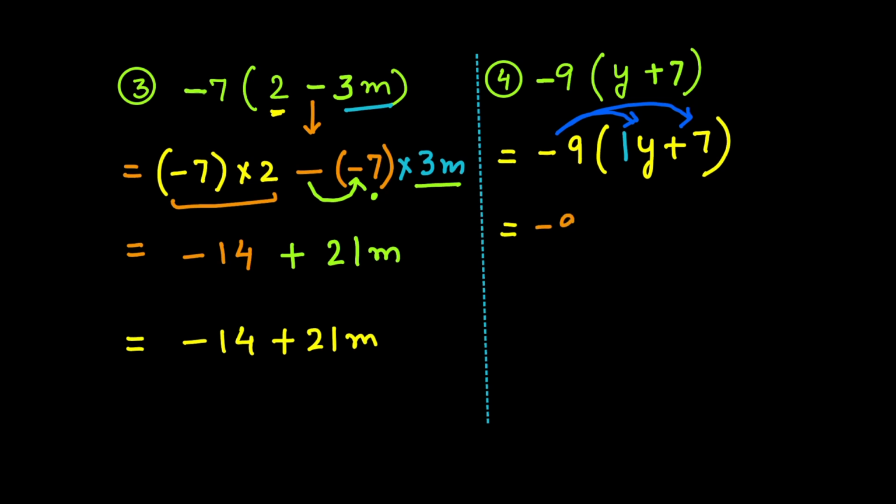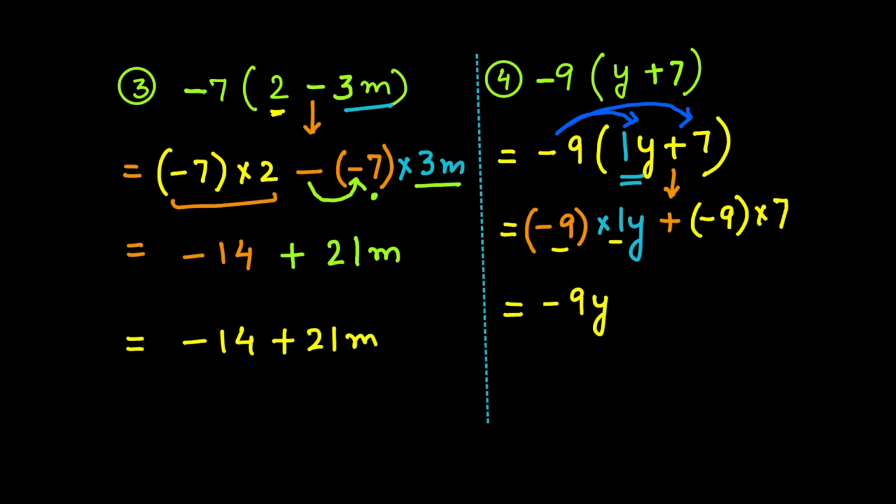So -9, as we said, it is negative, so we put a bracket, then times the first number 1y, then we continue with the same sign which was there, so it is plus, and the outer number minus 9 in the bracket times 7. So here minus 9 and 1y, so it will be minus 9y. Then we see here, plus times minus will be minus. Then we multiply 9 times 7, so it is 63. So the answer for this is minus 9y minus 63.